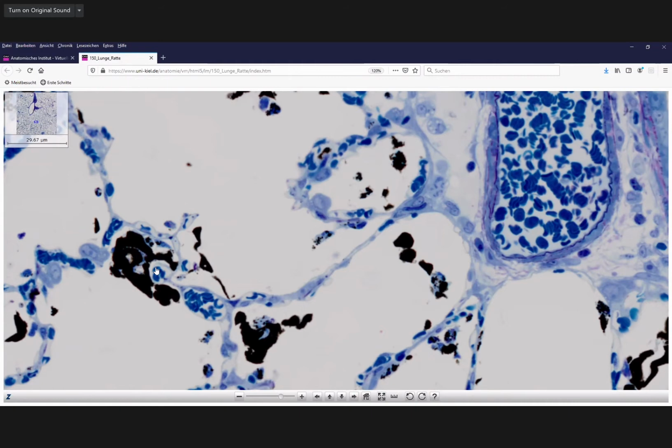Pneumocytes 1 and 2. Pneumocytes 1 and 2, or alveolar cells, type 1 and type 2? Exactly. Both names are correct. So how does a type 1 cell look, and how does a type 2 cell look? Let's start with the type 2 cells. A type 2 pneumocyte or type 2 alveolar cell.